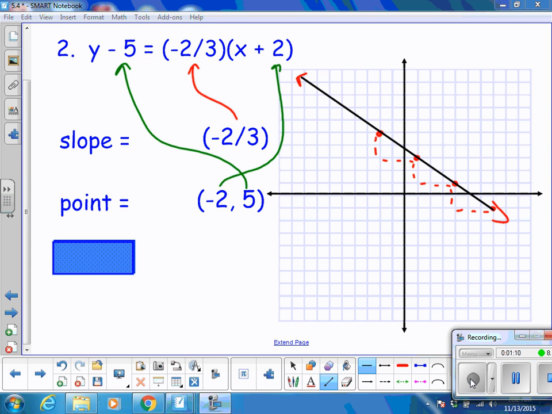All right, once I know a point on the graph, I can plot that. And I did that right here, -2, 5. And from there, I used my slope. Rise -2, and I ran 3. So I fell -2 and rose 3. So I look at my graph and I can tell this is reasonable.